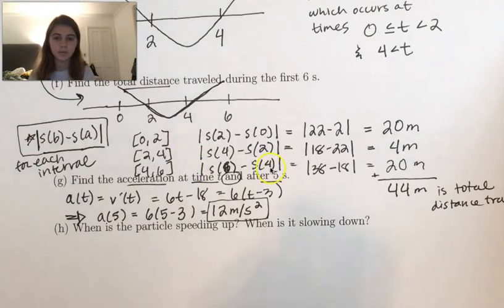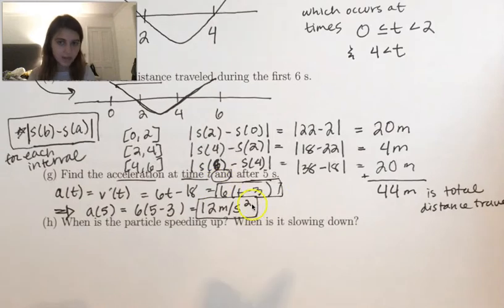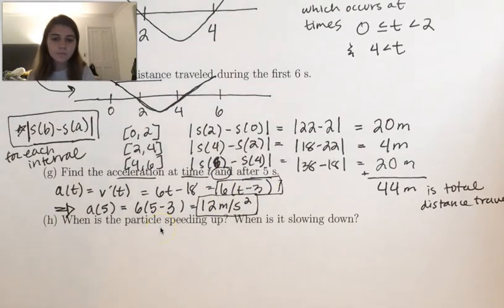So it's actually both of these are answers. When I first was doing this, I felt like this was the only answer, but meters per second squared at time t as well. Okay, so speeding up and slowing down.